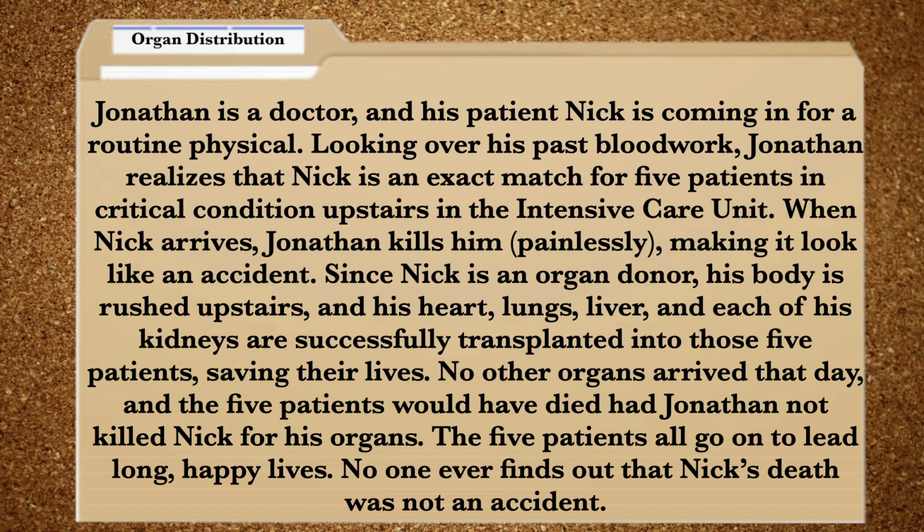Jonathan is a doctor, and his patient Nick is coming in for a routine physical. Looking over his past blood work, Jonathan realizes that Nick is an exact match for 5 patients in critical condition upstairs in the intensive care unit. When Nick arrives, Jonathan kills him painlessly, making it look like an accident. Since Nick is an organ donor, his body is rushed upstairs, and his heart, lungs, liver, and each of his kidneys are successfully transplanted into those 5 patients, saving their lives.